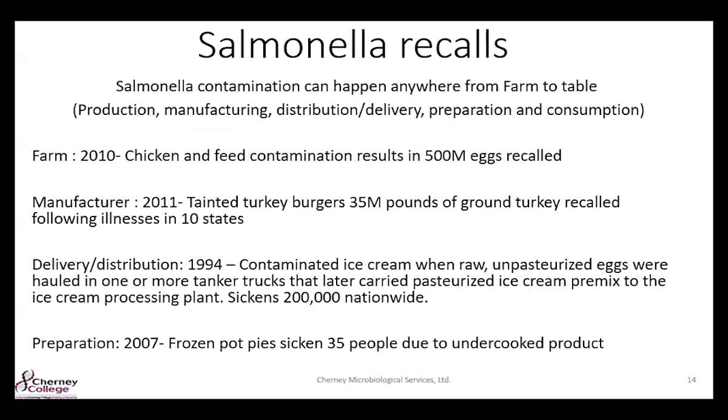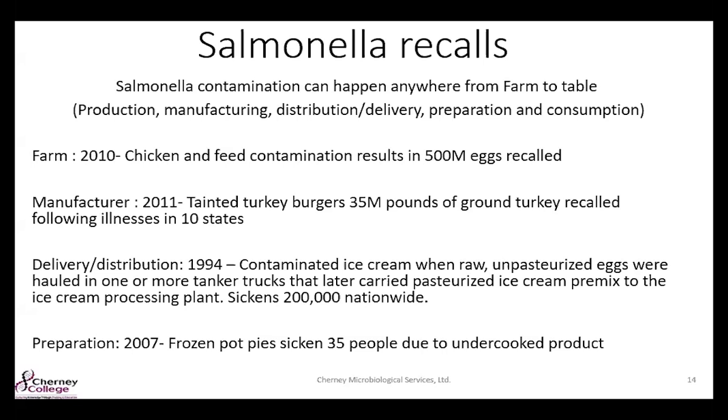And I wanted to discuss a little bit about Salmonella recalls. So Salmonella contamination can happen anywhere from farm to table. So it can happen in your production facility, manufacturing, distribution and delivery, and at home with your preparation and consumption of foods. So talking about farm, in 2010, there was chicken and feed contamination that resulted in a recall of 500 million eggs. In 2011, with manufacturer, we had some tainted turkey burgers that recalled 35 million pounds of ground turkey following illness in 10 different states.